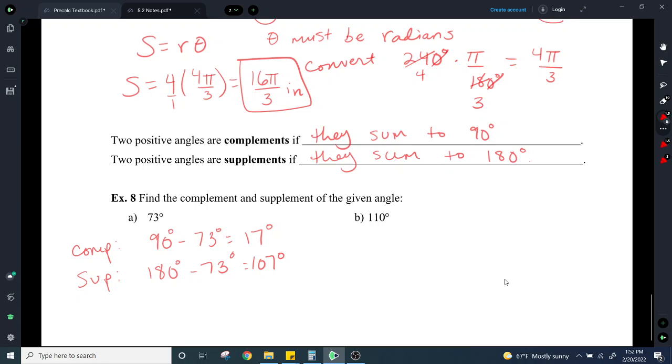Let's try this one. Now, this one, there's not really a complement. We're only working with positive angles when we talk about these. So there is no complement because it's already over 90. So we'll just do the supplement. It's going to be 180 minus the 110. So my supplementary angle would be 70. So 70 and 110 would be supplementary angles.